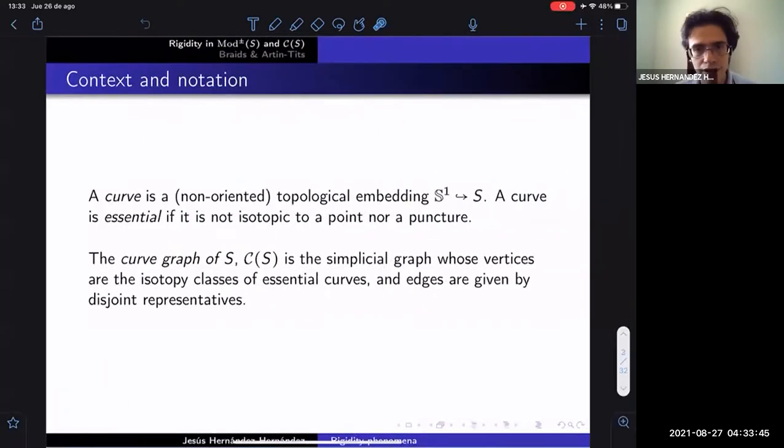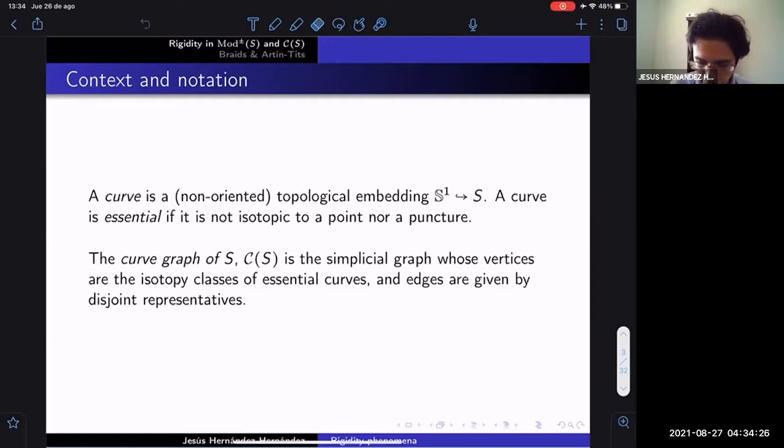And well, there's a place where this group acts very nicely, and that is the curve graph. A curve in this talk is just a non-oriented topological embedding of the unit circle into the surface. And this curve is going to be essential if it is not isotopic to a point nor to a puncture. And the curve graph is just going to be the simplicial graph whose vertices are the isotopy classes of essential curves, and you're going to have edges if the corresponding vertices have disjoint representatives.